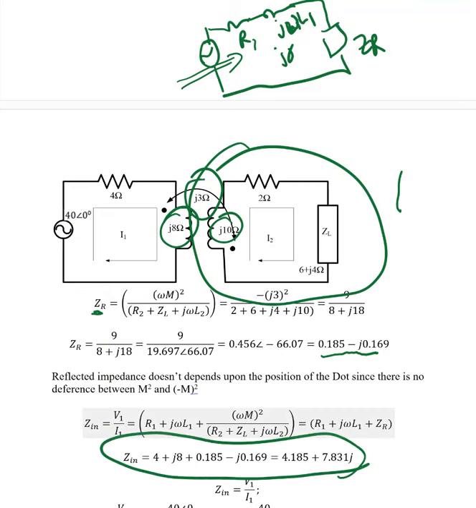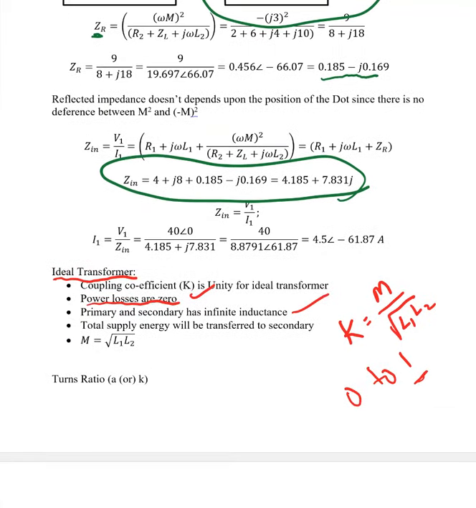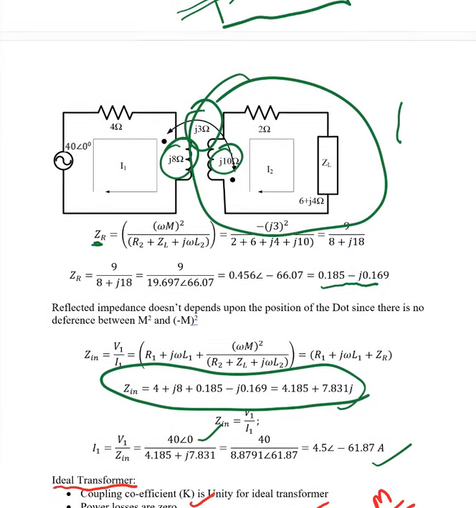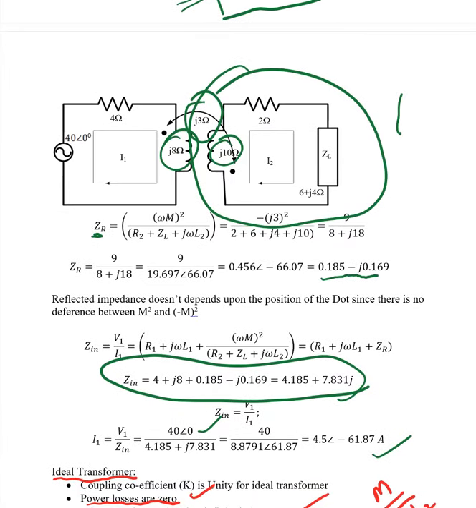Based on that, once I know the input impedance, I can find the current. I1 equals V1 over Z input. V1 is given as 40 at an angle of 0, and Z input we just found is 4.185 plus j7.831. So I1 is the total current supplied by the source in loop 1. This is how we can find current by using reflected impedance and input impedance.